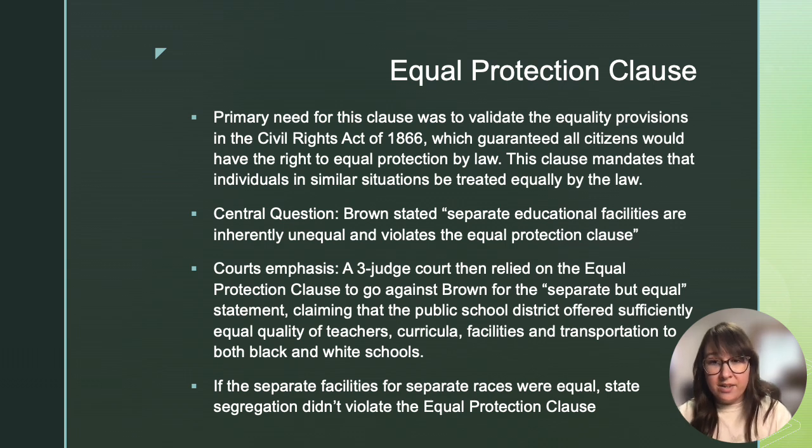But the court did have an emphasis, with a 3-judge court that relied on this Equal Protection Clause to go against Brown in his trial for that separate but equal motto, claiming that the public school district offered sufficiently equal quality of teachers, curricula, facilities, and transportation to both the Black and the white schools. So if the separate facilities for separate races were equal, the state segregation did not violate this Equal Protection Clause during the Brown versus Board of Education case.